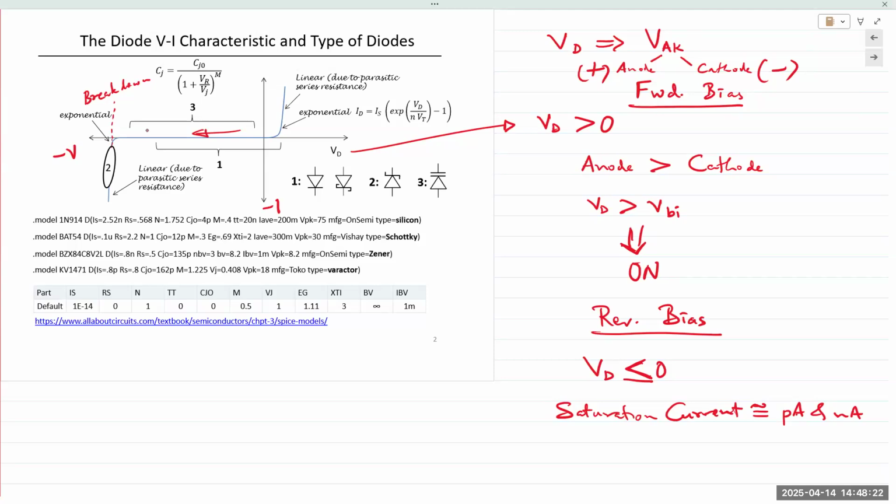While the current through the diode increases exponentially, you see a slope in this characteristic right here, where it's marked number 2. This slope is very exaggerated. This slope is actually very steep. It's near vertical. Okay, it's a near vertical slope in the reverse bias.